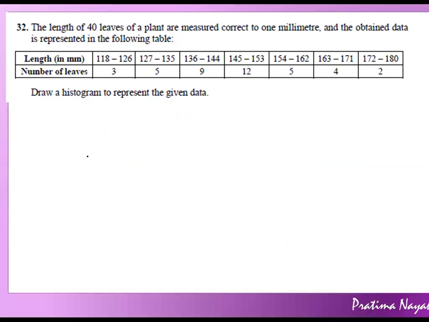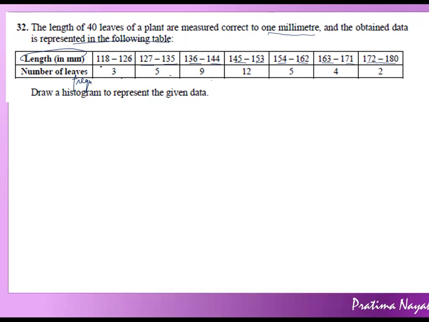Next is 32. The lengths of 40 leaves of a plant are measured correct to 1 millimeter and the obtained data is represented in the following table. Draw a histogram to represent the data. Length in millimeter: 118 to 126, 127 to 135, 136 to 144, 145 to 153, 154 to 162, 163 to 171, and 172 to 180. Number of leaves, that is the frequencies, are given: 3, 5, 9, 12, 5, 4, 2.